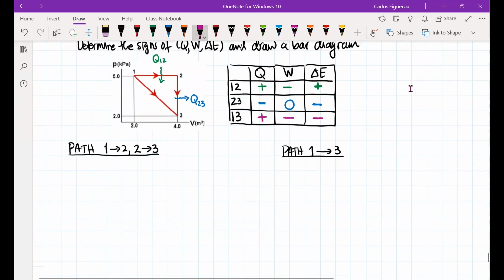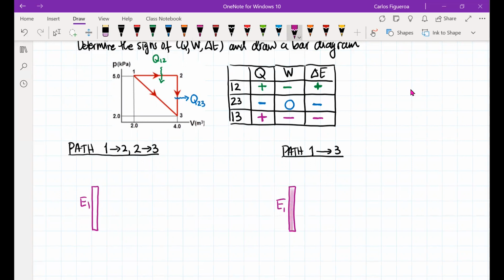So I know that I start off with the same internal energy at 1. So let's draw that. I'm going to come over here and say, this is my internal energy at 1. Look how I'm drawing this. This is the same internal energy. They all start with the same internal energy, 1.